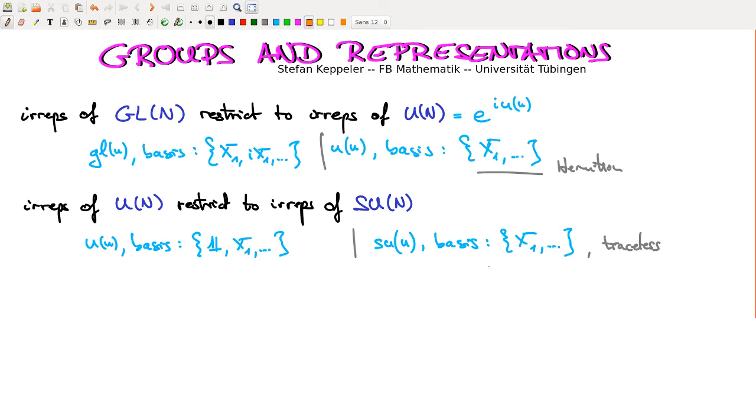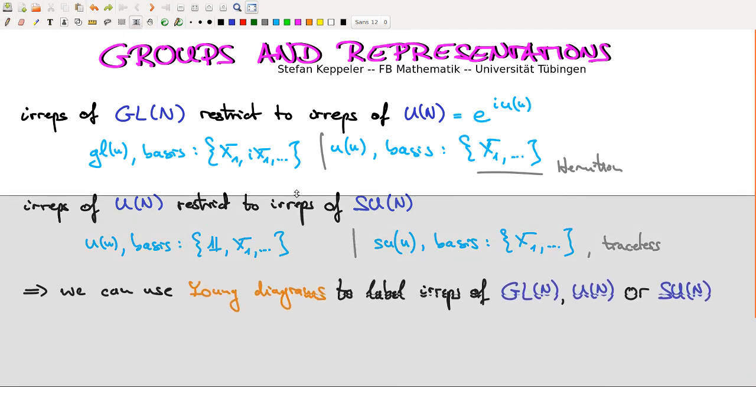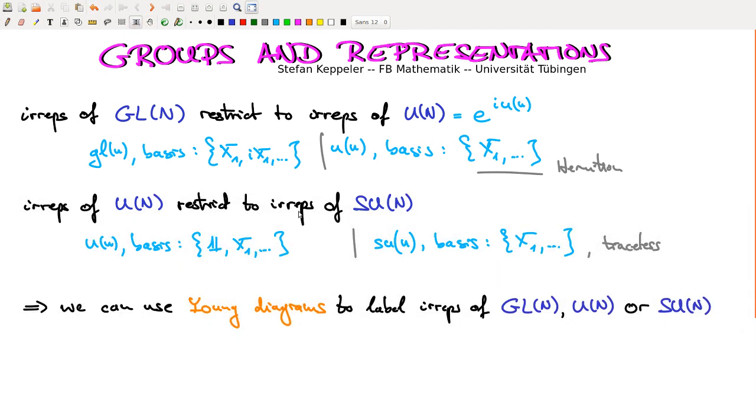And now it's the same argument. If we can simultaneously diagonalize all these, then all these are also diagonal, because the unit matrix here doesn't do anything. So it's very nice that in total we can conclude that by our Young diagrams we can label irreps of GLN, UN or SUN, no matter.